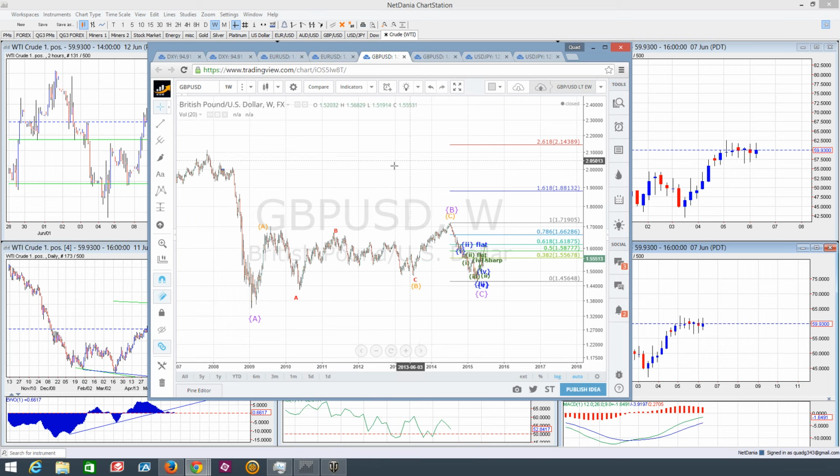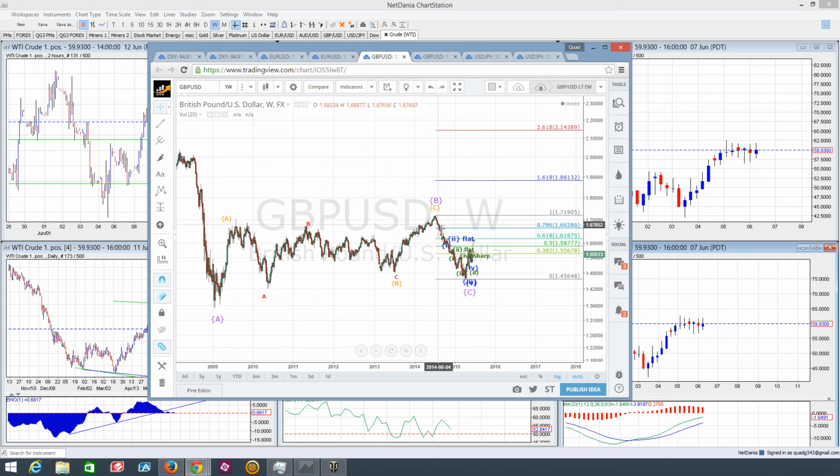Here's the longer term count. Here is the 2008 crash. Looks like an impulsive wave to the downside for wave A. And then from the 2009 low, we've had this long choppy sideways move with an A, B, C of B. Looks finished. Now, it's possible we've got a completed impulse to the downside here. It's possible that this is a wave C that's finished.